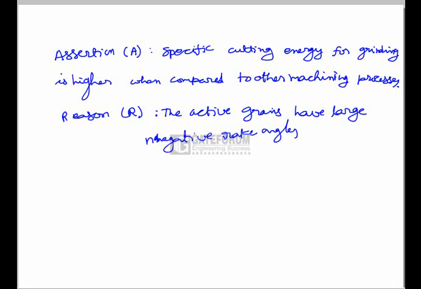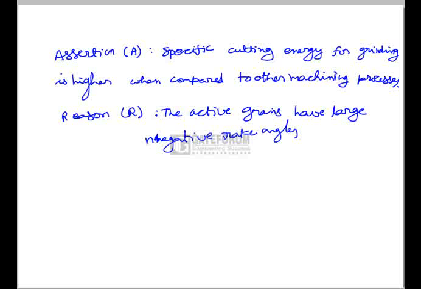This is a question of assertion and reason. Assertion: specific cutting energy for grinding is higher when compared to other machining processes. Reason: the active grains have large negative rake angles. Here, the grinding wheel consists of very active grains, so that's why it has large negative rake angles.